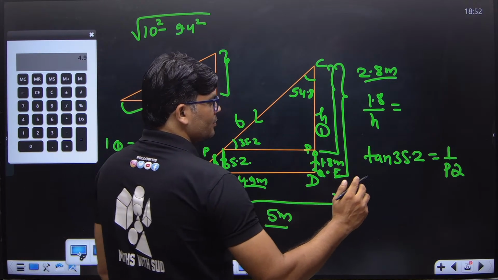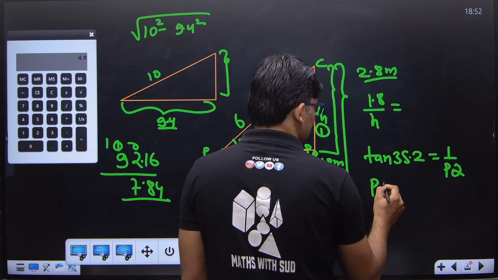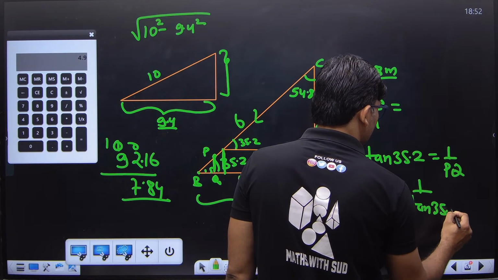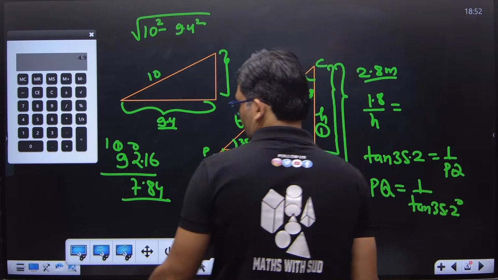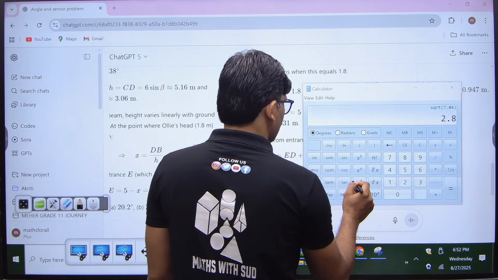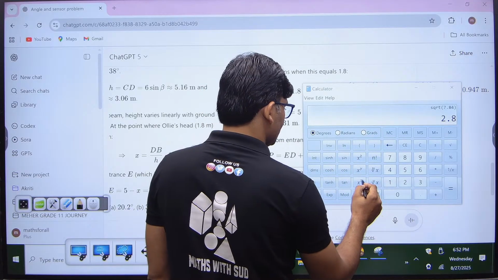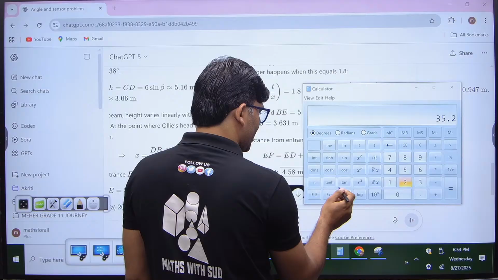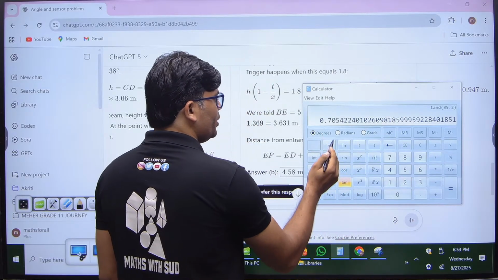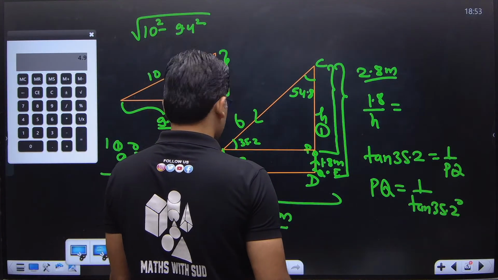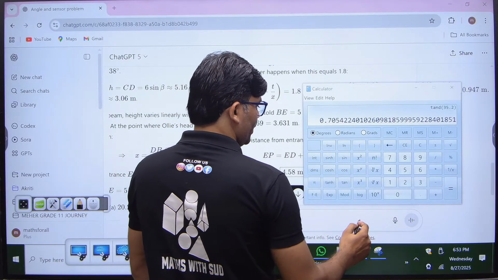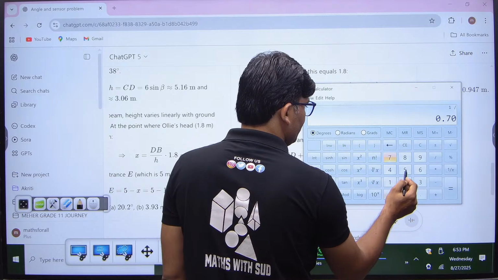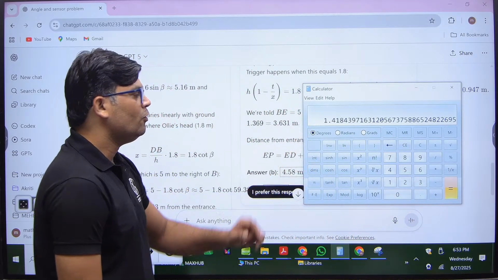Are you getting it, beta? So now it has become very easy. So PQ is equal to 1 upon tan 35.2 degree. So where is tan? So 35.2, and then we will find first tan. There. Yeah. So 0.705. So 1 upon 0.705. 1 divided by 0.705. So 1.41 meter.